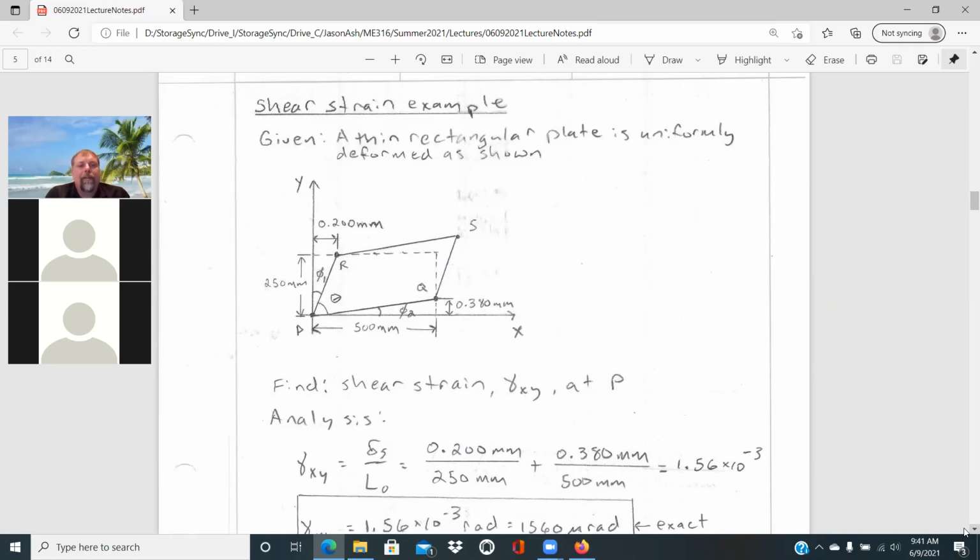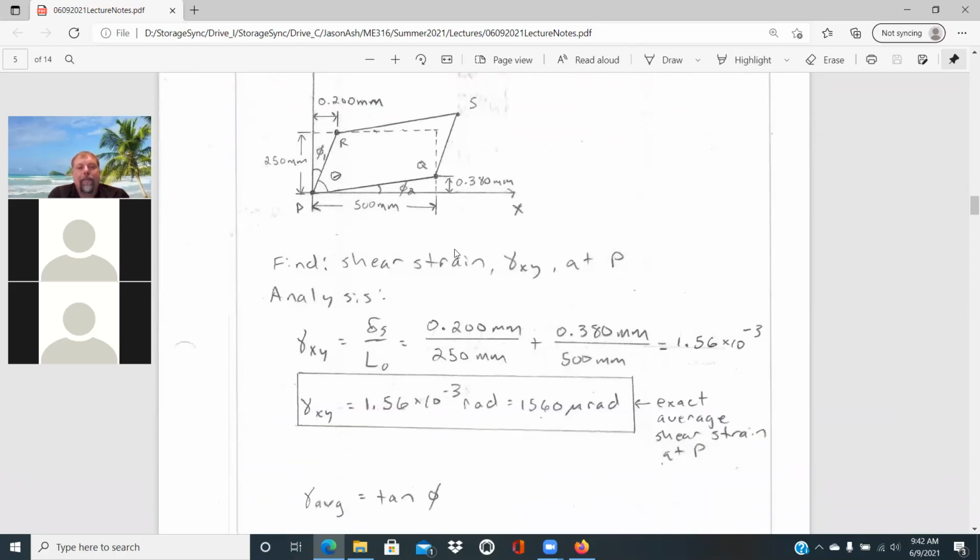Shear strain example: we're given a thin rectangular plate, uniformly deformed as shown. We have the original lengths, 500 millimeters and 250 millimeters, and it deforms in both directions. This section displaces over 0.2 millimeters, and this section at Q displaces upward 0.38 millimeters. So we actually have two angles, phi1 and phi2, that we're dealing with in terms of the strain, and we're asked to find what gamma xy is at point P.